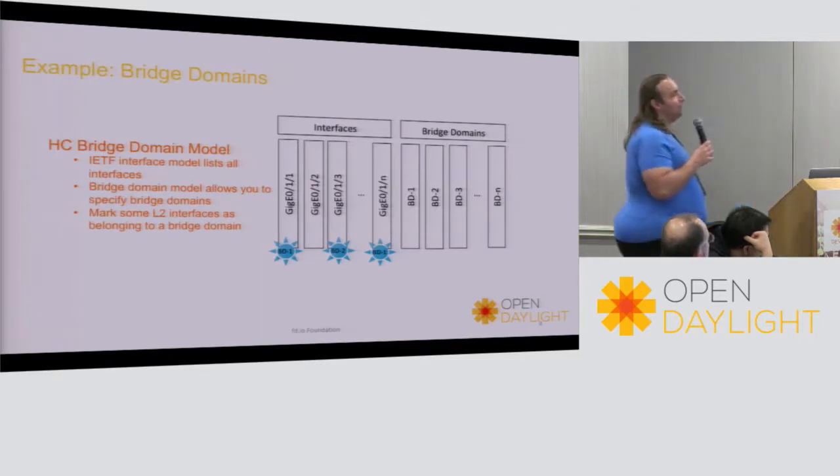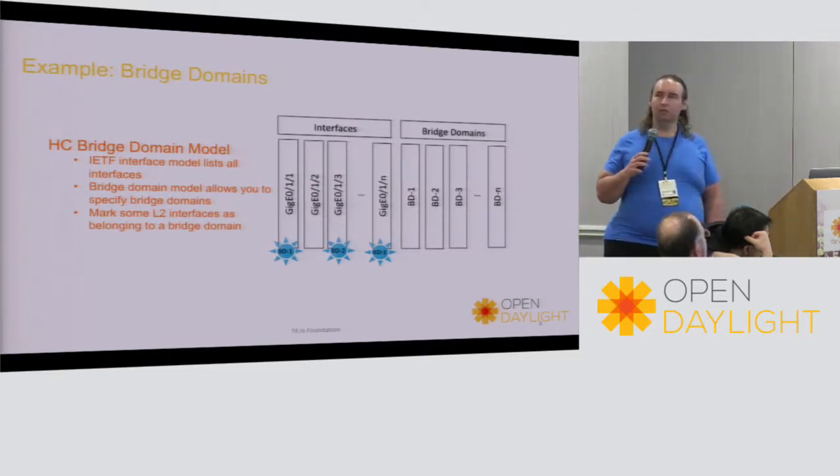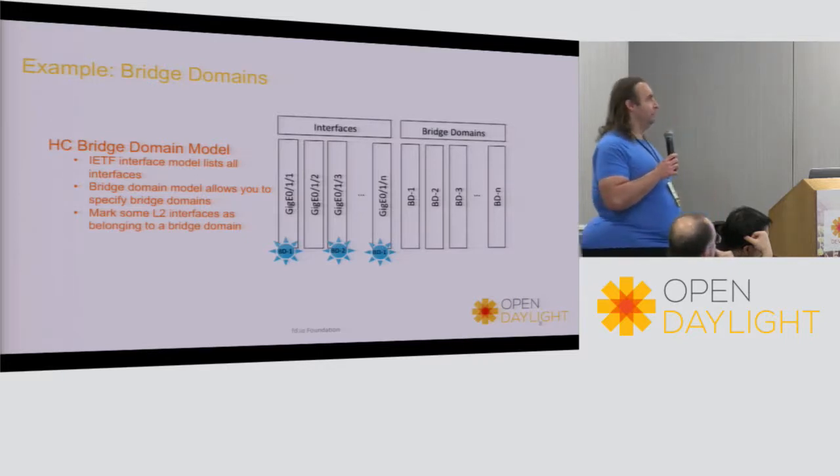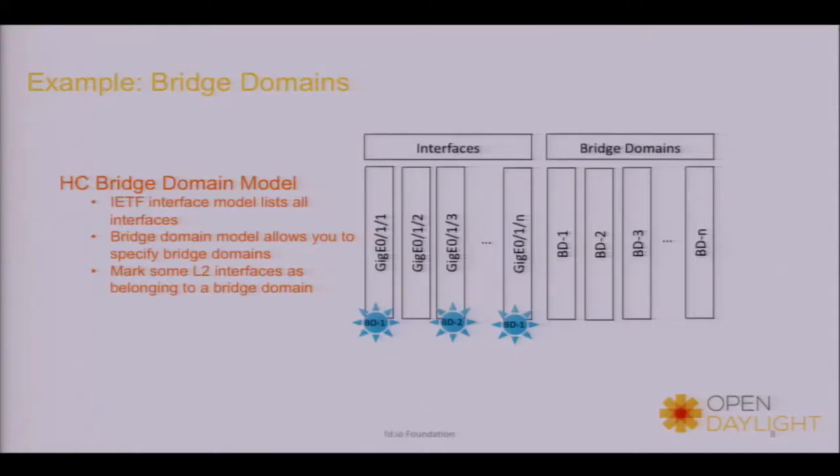So the example app that we have done so far with the Honeycomb agent is a bridge domain example. So down on the Honeycomb agent, there's a Honeycomb bridge domain model. And essentially it says, I have a bunch of interfaces, full stop. Oh yes, and I might have bridge domains. You can configure bridge domains. And then you can associate a particular interface to a bridge domain, which are the happy little blue stars. Relatively straightforward conceptually. So that's the first pass conceptually with what you're dealing with there. What I haven't shown here is you could also create tunnel interfaces and plug them in as well for whatever kind of tunnel you wanted.